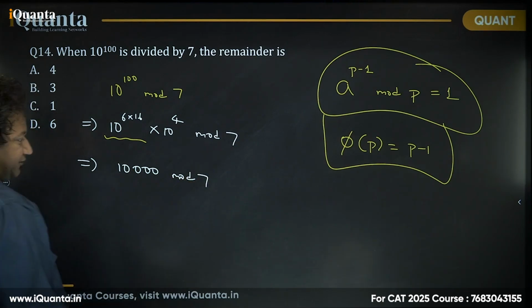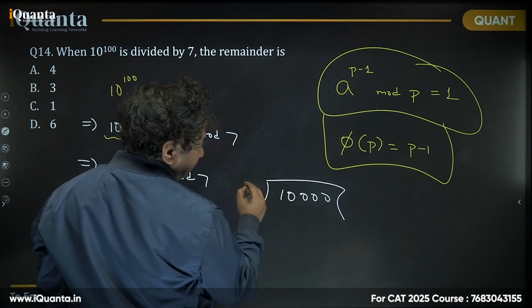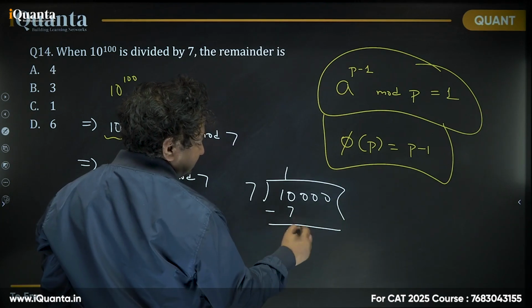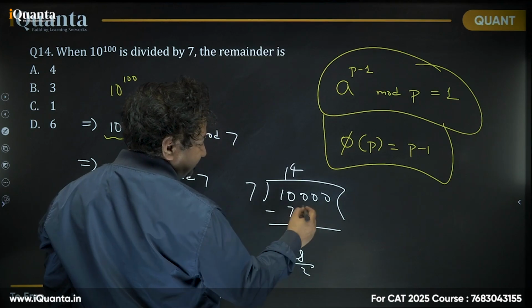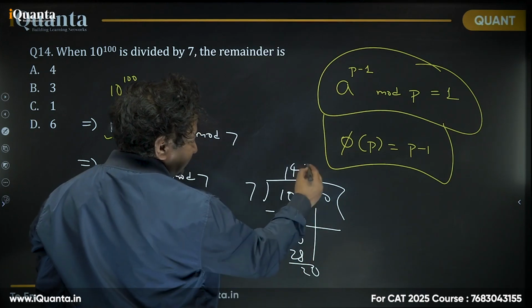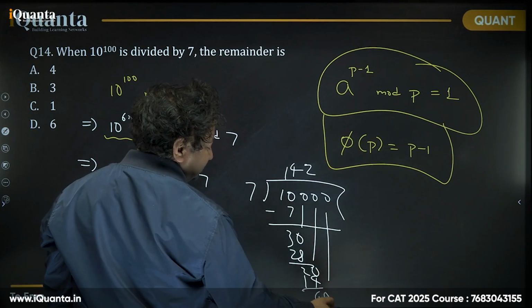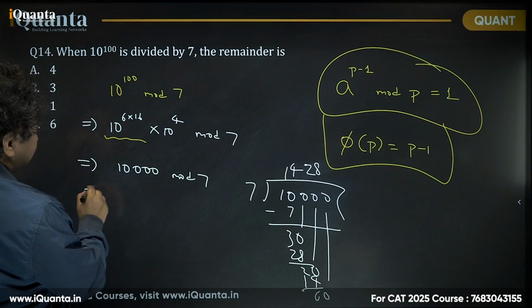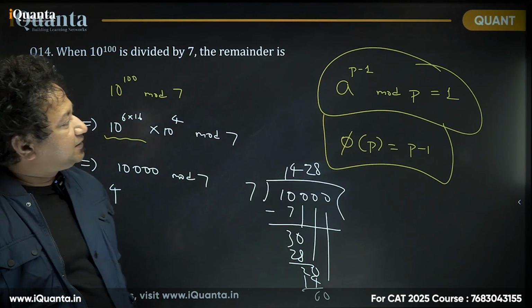So if I divide this conventionally, 7 ones are 7, subtracting I have 3 here, 0 comes down, 7 fours are 28, to this 0 comes down, 7 twos are 14, 6, this 0 comes down, 7 eights are 56. So 4 will be remaining here. The answer is 4, option A, as easy as possible.